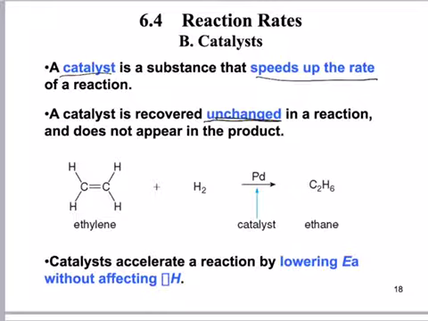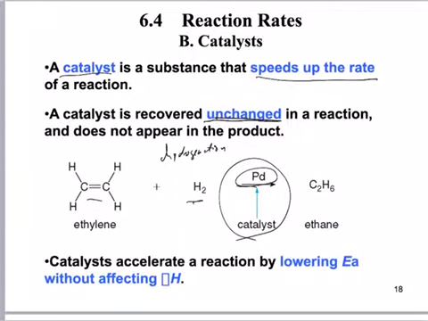Okay? One of the most common catalysts that we talk about is palladium. Okay? Palladium works as a catalyst in hydrogenation. So this is a hydrogenation reaction. Hydrogenation is when we add hydrogen across a double bond. So something like ethylene plus hydrogen in the presence of a palladium catalyst will get ethane.